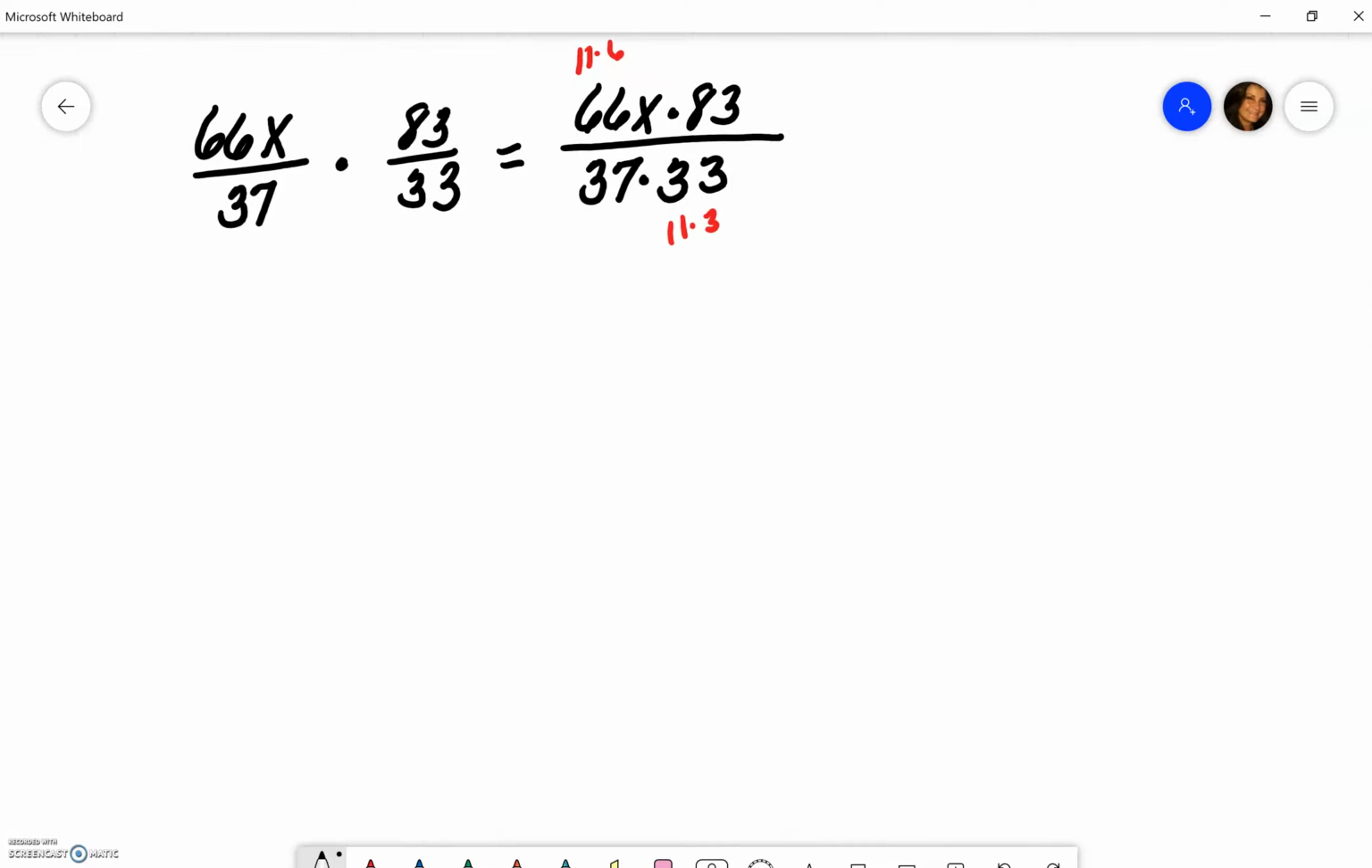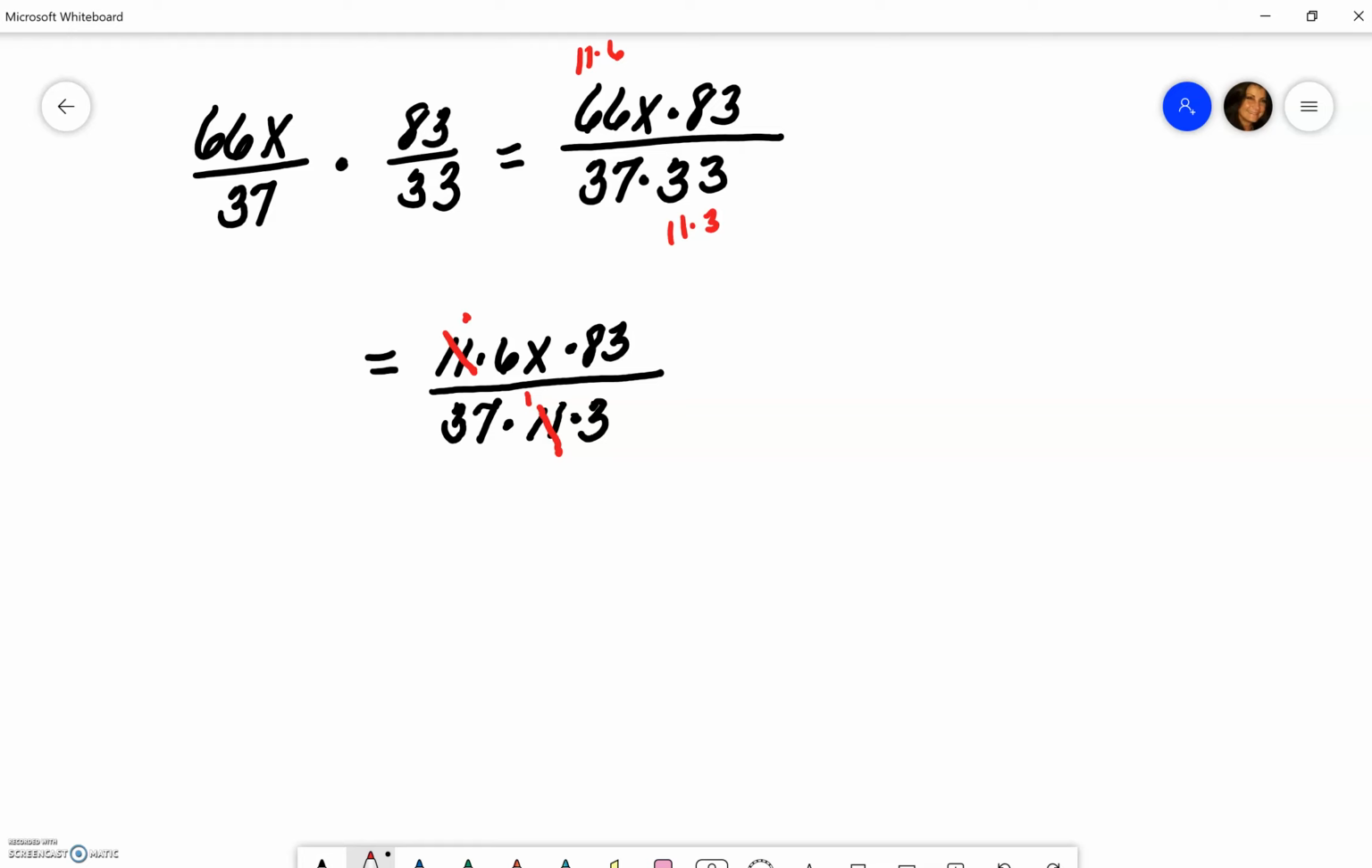So I'm going to rewrite it as 11 times 6x, which gives me 66x, times 83. Not doing anything with that yet. And then I have 37 times 11 times 3. That's how I'm going to express that 33. So now I can see the 11s. They divide out to 1s. So that got rid of that.